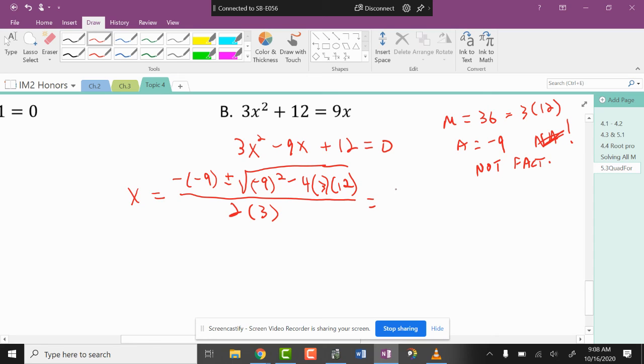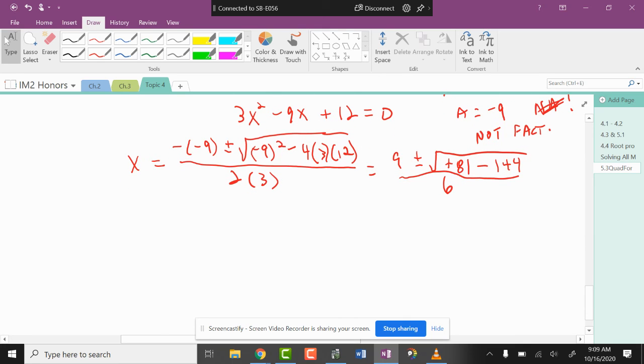-9, 9. -9 squared, positive 81. Please don't be a button pushing screen copier. Right? -9 squared, -81. One of the saddest errors I see on these. Ooh, 4 times 3 is 12. 12 times 12 is 144. What kind of number are we going to get on the inside of that square root? Negative. What does that mean we're going to have on our answer? An i.